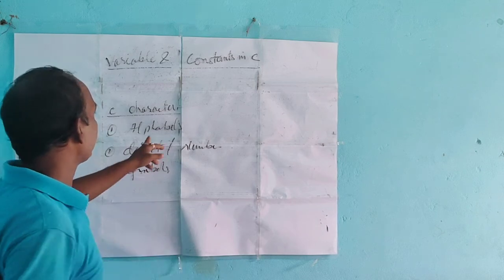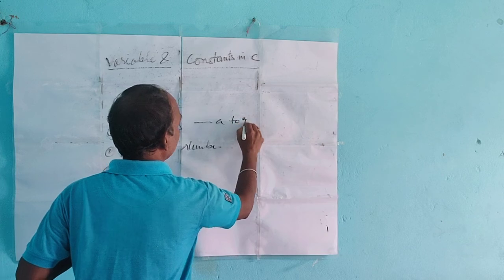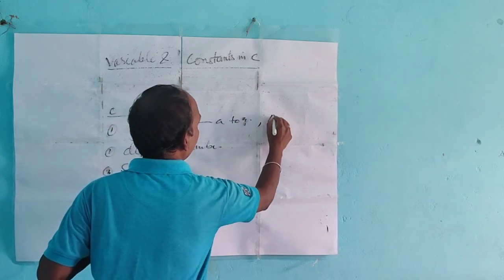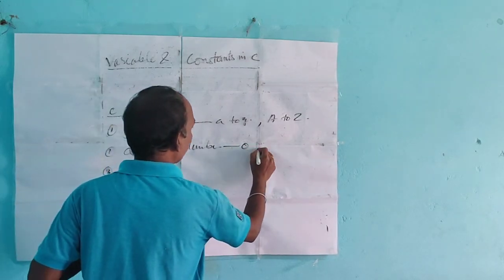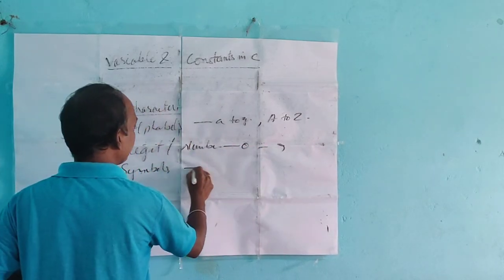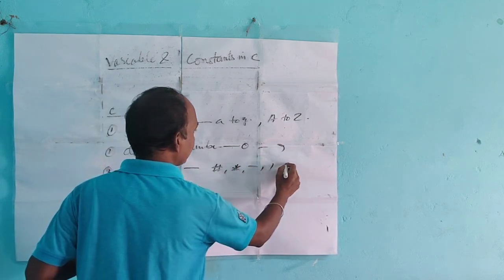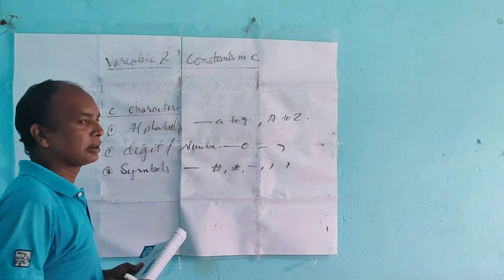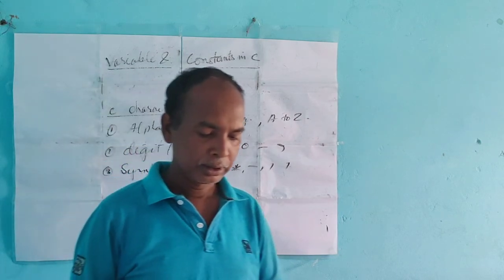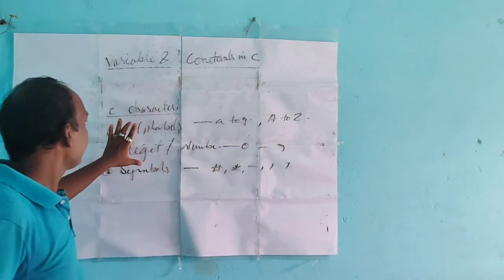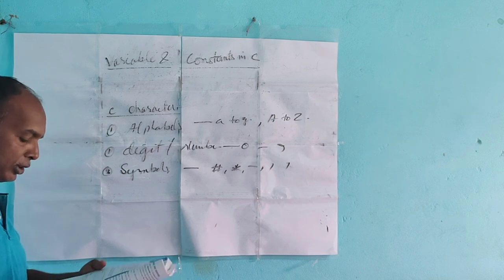Under alphabet we will get A to Z small letters and A to Z capital letters. Under digit we will get 0 to 9. Under symbols we can get hash mark, asterisk, plus, minus, divide, all the special characters which you use in your keyboard. So these are called the different C character set. Next we have C token.